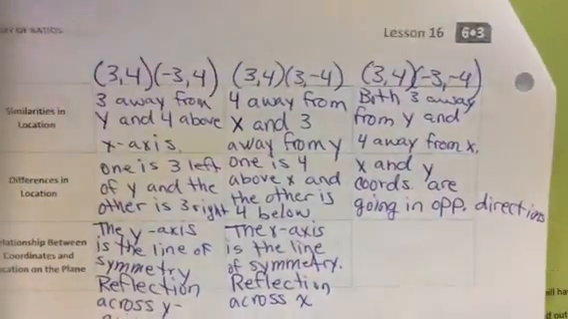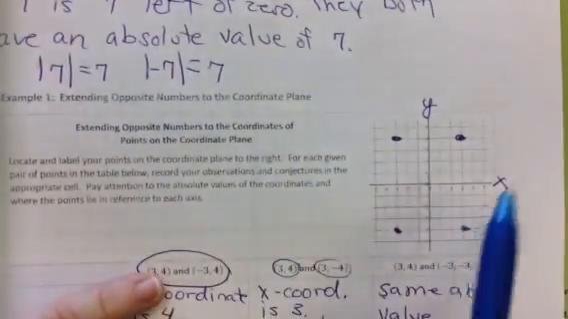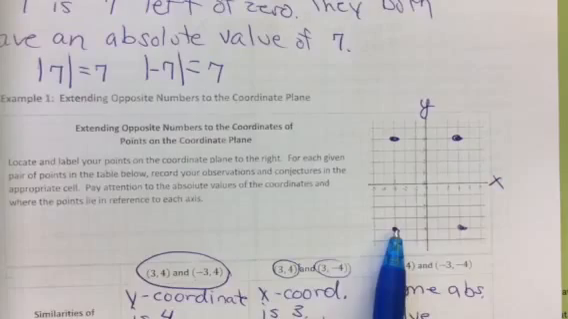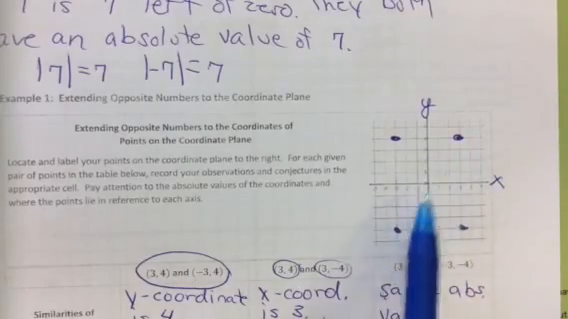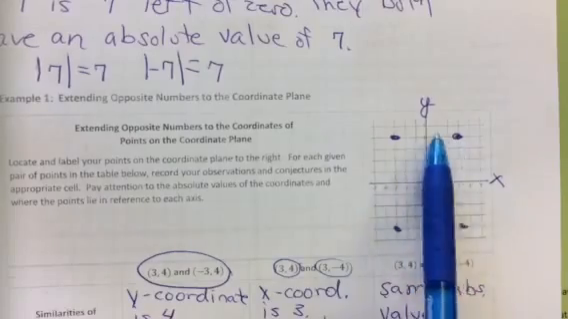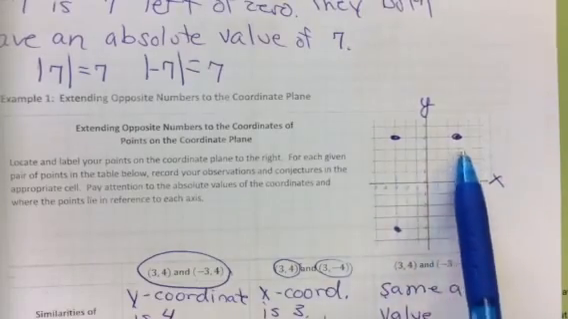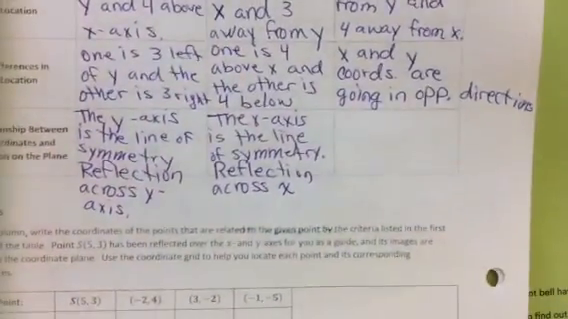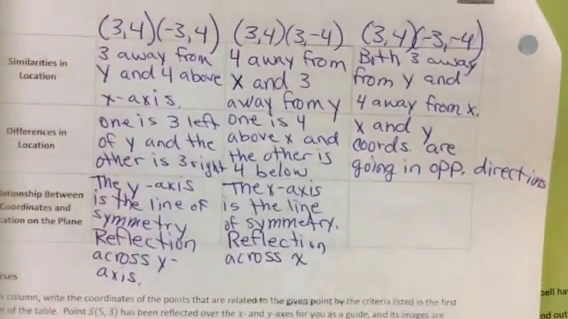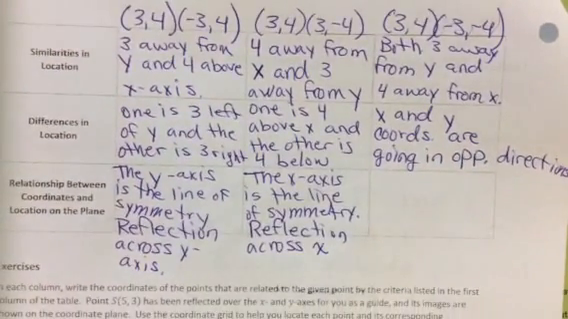Just want to remind you, yesterday when we plotted those points, we noticed that (3, 4) is in quadrant 1, where (-3, -4) is in quadrant 3, and it appears that they are diagonal from each other. So we said they were similar because they were both 3 away from the y-axis and 4 away from the x-axis. However, they're different because the x and y coordinates were going in the opposite direction. So the last part we didn't get to is what's the relationship between the coordinates and location on the plane.